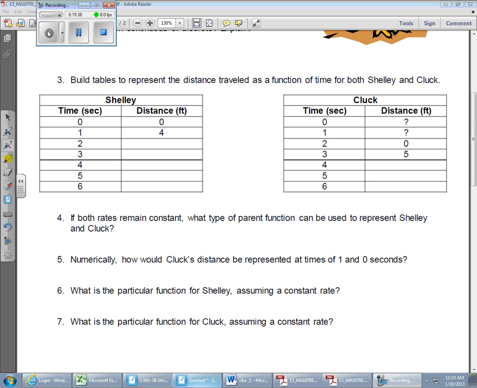Okay, did anybody come up with an explanation for what's going on with the question marks there? No? Yeah, that's it. Cluck. Okay, does Cluck get started? I mean, as soon as Shelley starts rolling down the hill, what does Cluck do? Nothing. It takes, as it says in the problem, it takes Cluck 2 seconds to notice that Shelley's rolling down the hill. So in essence, Shelley gets a 2-second head start on Cluck. Okay, well, now we need to kind of figure out, as question 5 says, how would Cluck's distance be represented at times of 0 and 1 seconds?